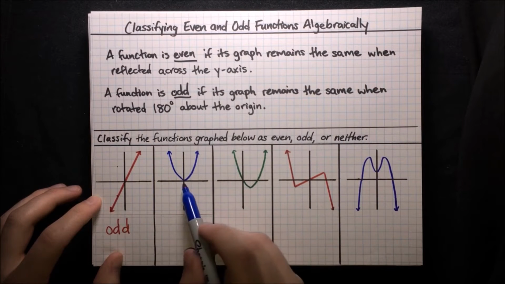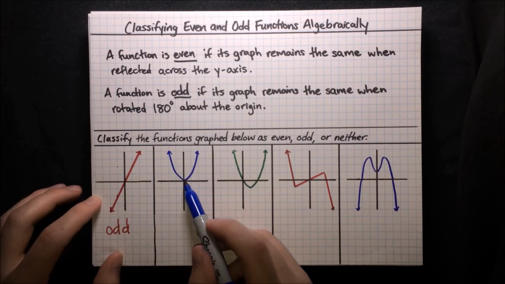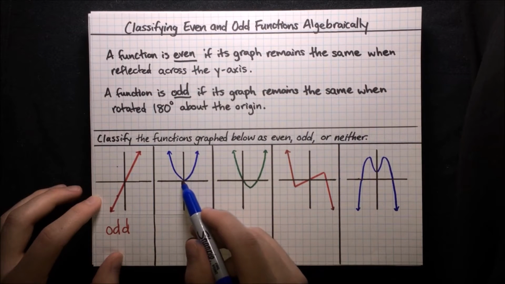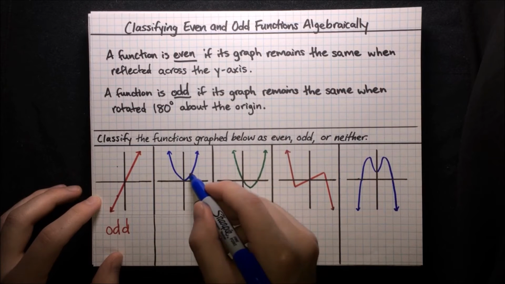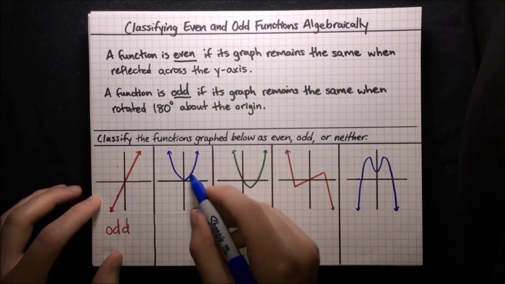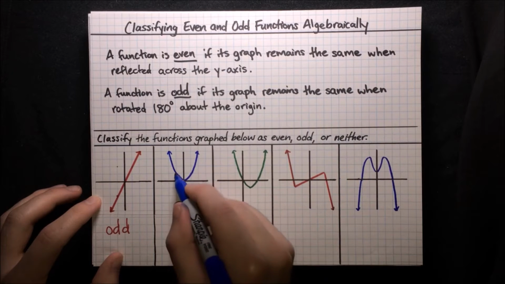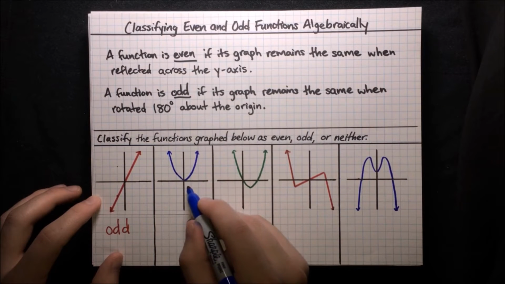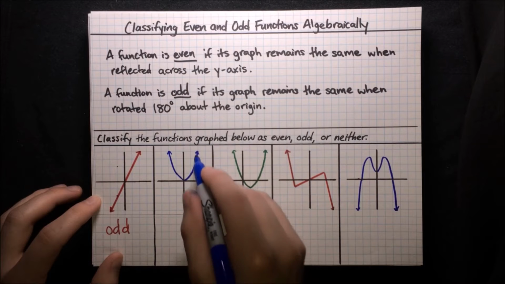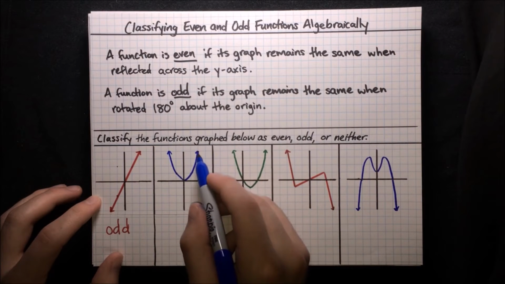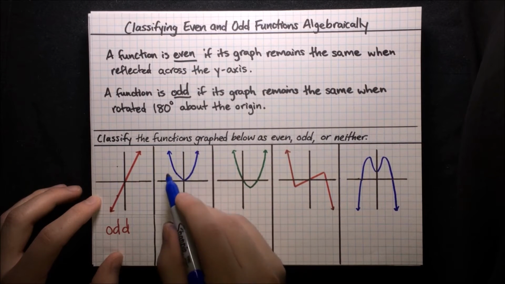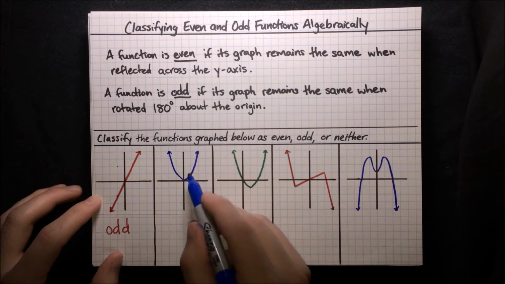Okay, so how about this function here, this parabola? Is it even? Well, does its graph remain the same when reflected across the y-axis? Why don't we take a point here? Let's take the point 1, 1 and reflect that across the y-axis. So that goes to the point -1, 1, which is indeed on the graph. How about let's take the point 2, 4 and reflect that across the y-axis? That goes to -2, 4, which is right here, which is also on the graph.